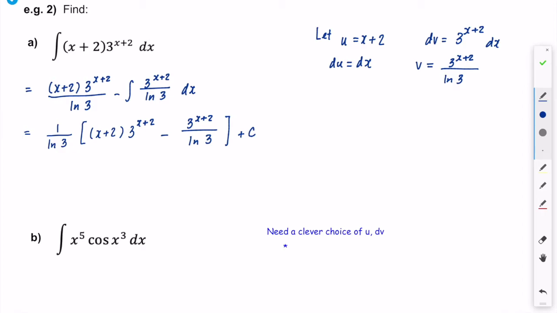All right. Now I also see that 3 to the power of x plus 2 is a common factor. So let me write this out properly. 3 to the power of x plus 2 over ln 3 multiplied by x plus 2 minus 1 over ln 3 plus c. You can leave your answer like that.